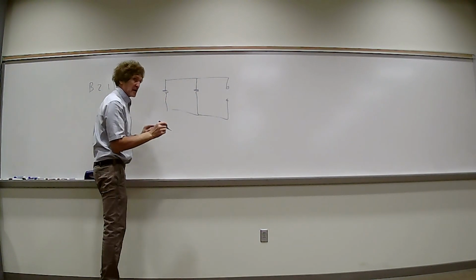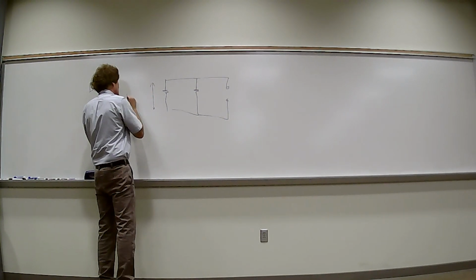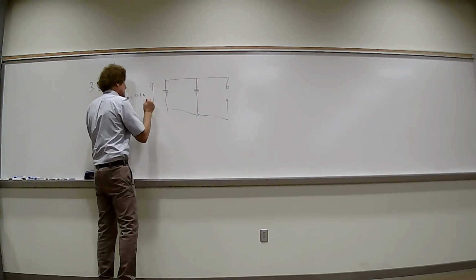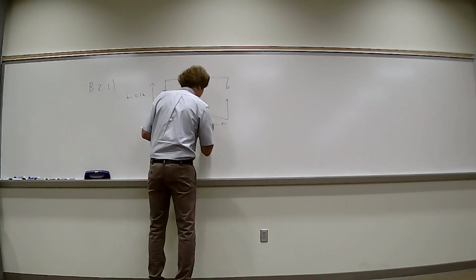Just give me 1 second here, help me. What's the dimension here? The dimension here is 10 centimeters, so 0.1 meters. 0.1 meters, and this dimension is 1 meter, and this dimension is 0.5 meters.